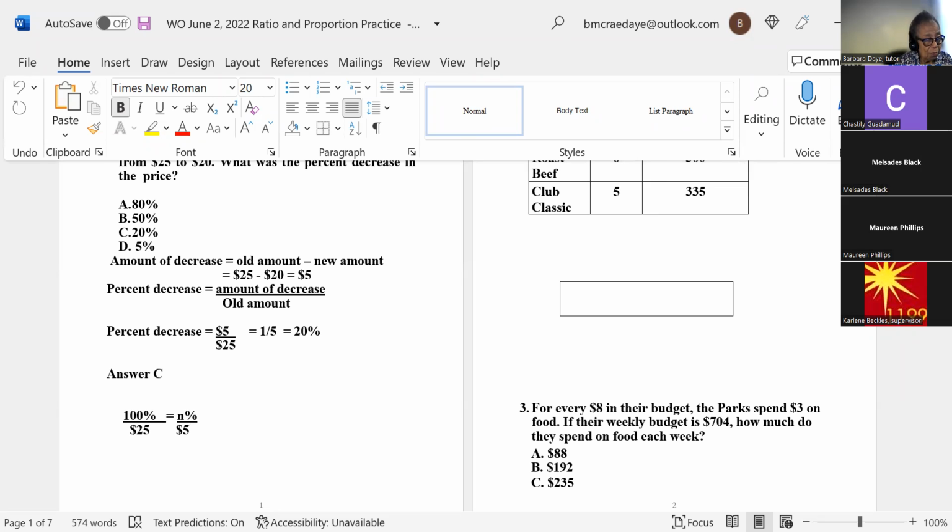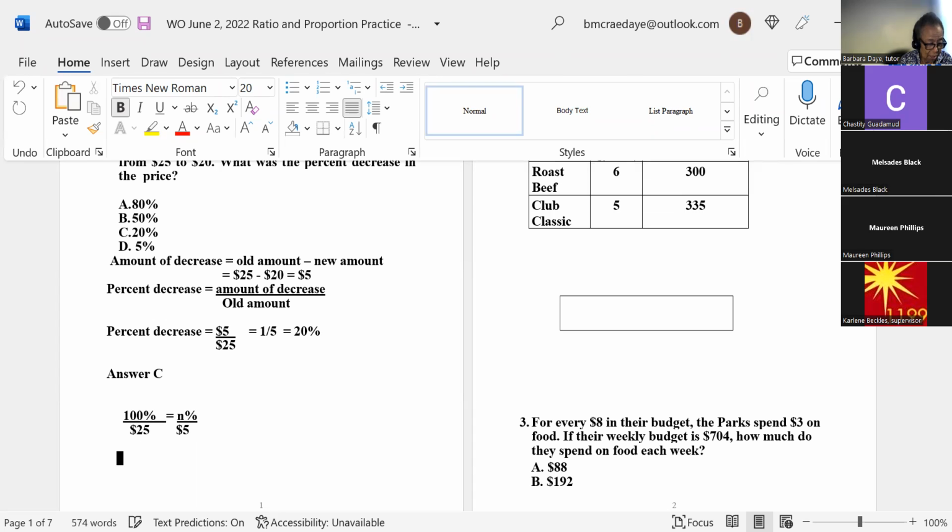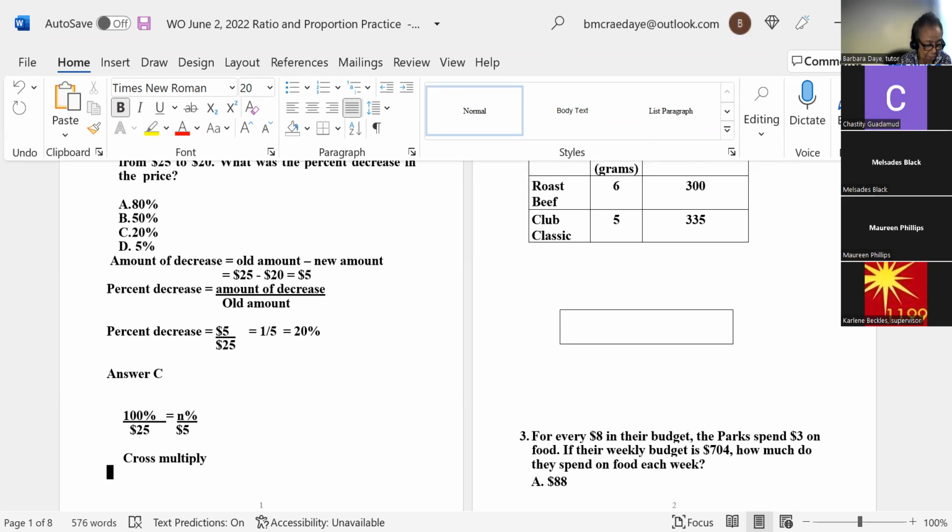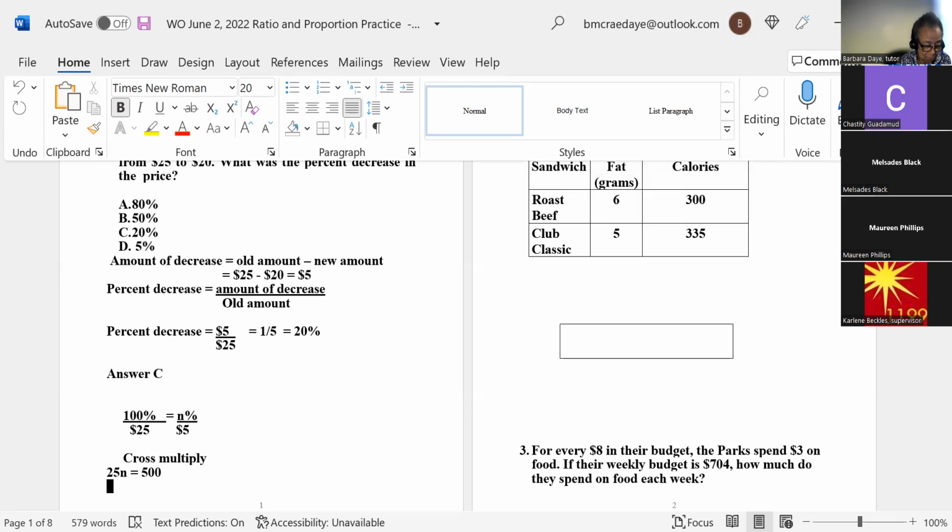Now, cross multiply. What do you get, Maureen? 500. Okay, 1 there and 25 the other. You get 25 times N. Cross multiply. Okay, so you got 25N equals 500, like you said. So what is N equal to? Maureen, what is N equal to?